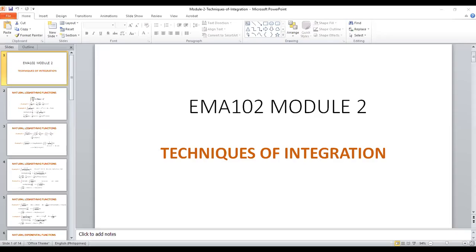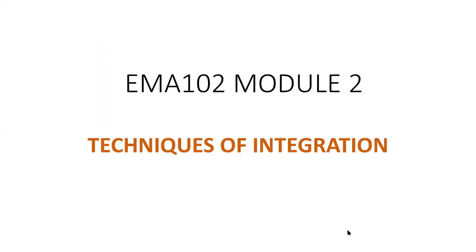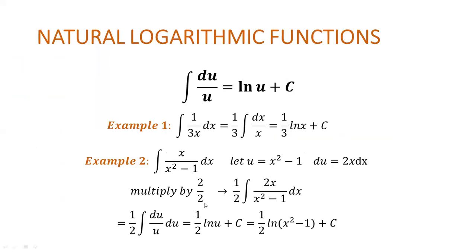We'll have examples. Okay, so on techniques of integration, the first lesson that we did was learn about the integral of a function that yields a natural logarithmic function. So the integral that we're talking about here is the u written in the denominator with its derivative on the numerator. That's the integral of du over u. If everything is complete, the integral will result to a natural logarithmic function, which is the ln of u plus c.